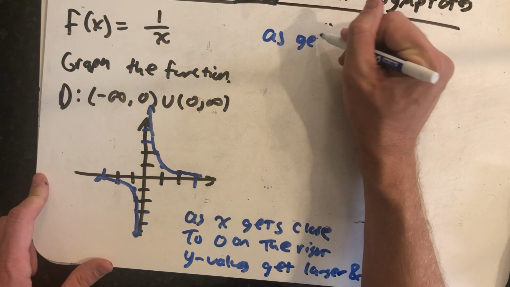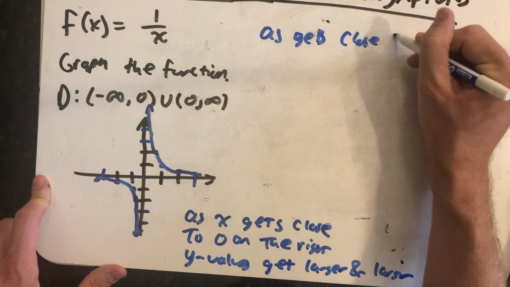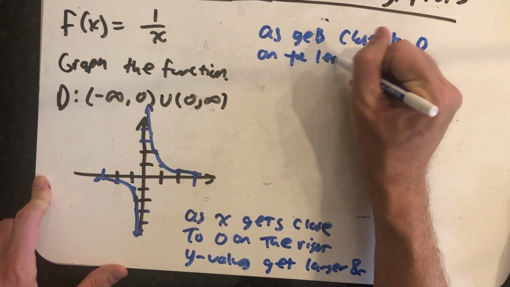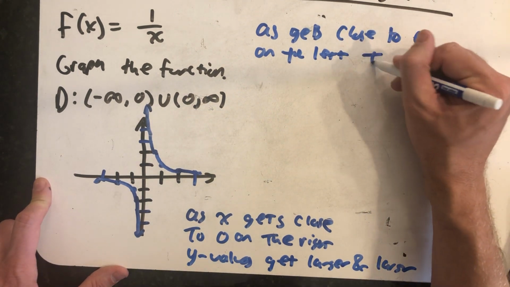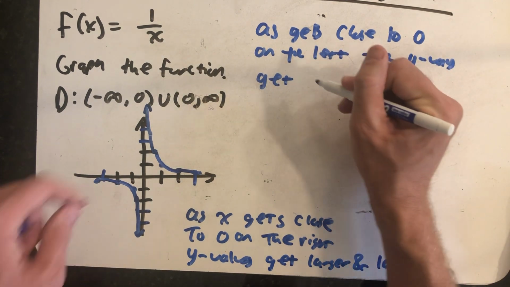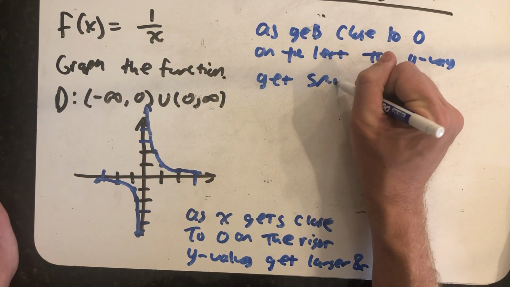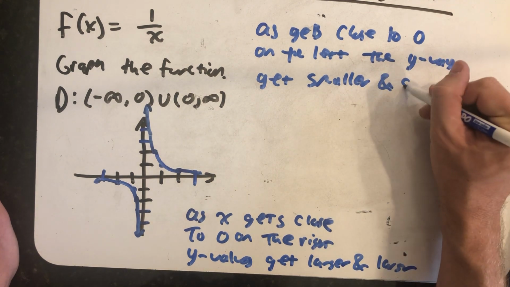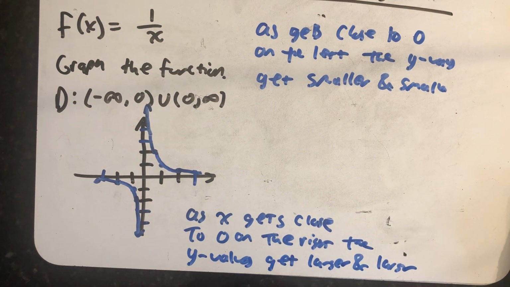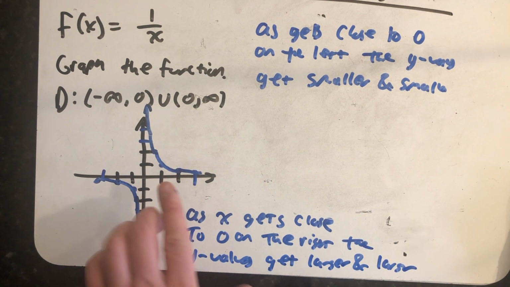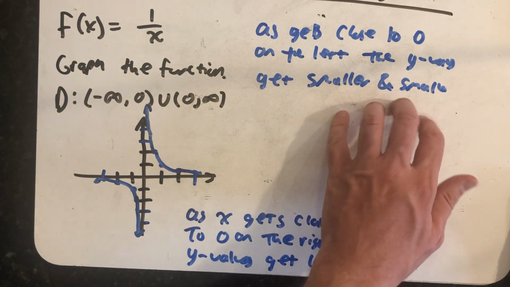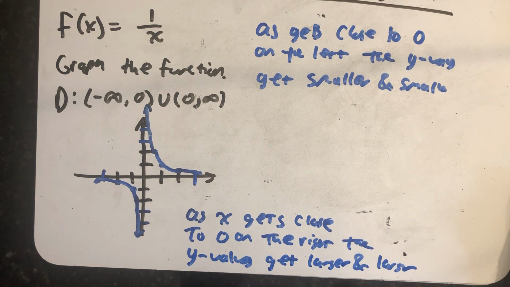As x gets close to 0, on the left, the y values get smaller and smaller. They're going towards negative infinity. So as the x values get close to 0, on this side, the y values grow without bound. On the other side, they fall without bound. That's what I mean by smaller and smaller, more and more negative.